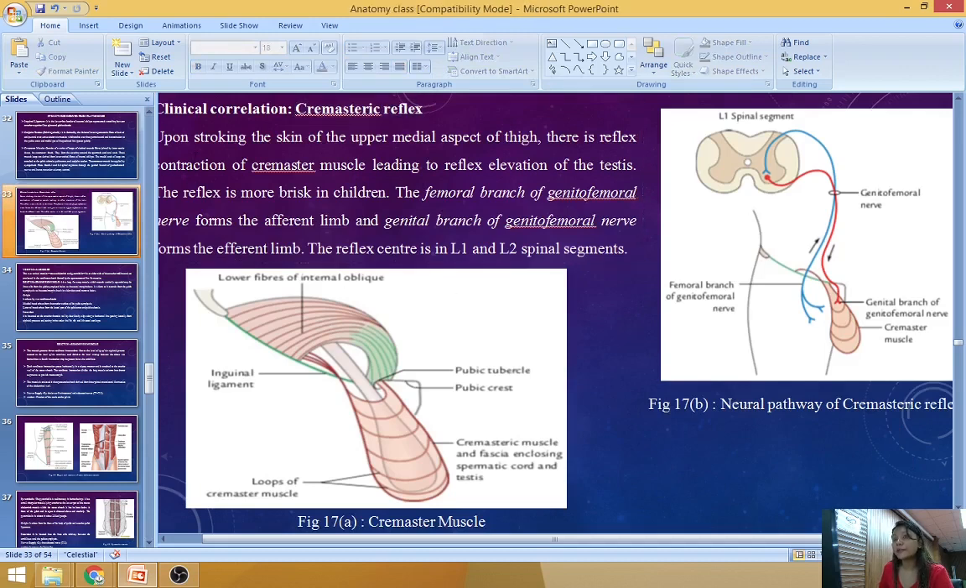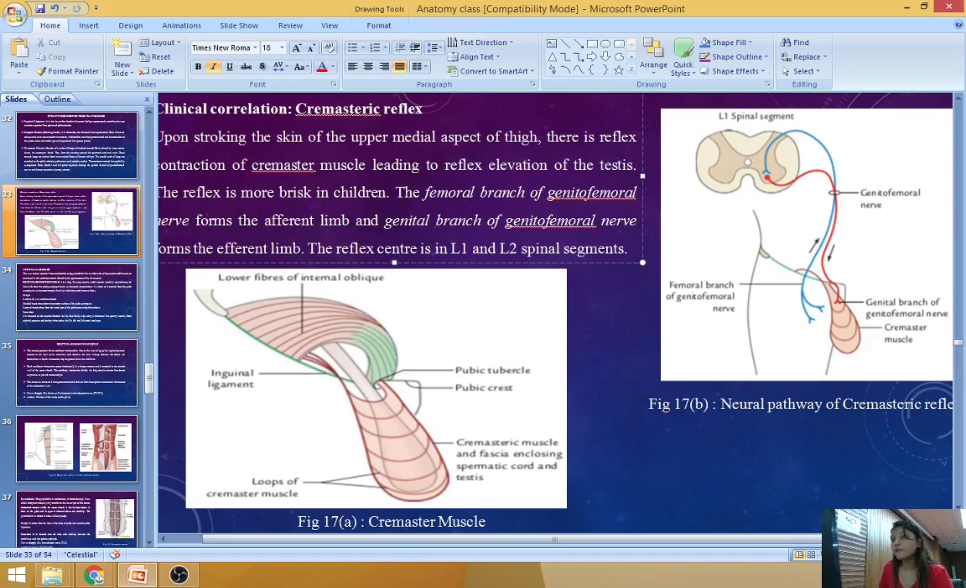So what happens if you stroke the skin of the upper medial aspect of the thigh? Okay, with a pen or with a small feather or with a needle, if you stroke the skin of the upper medial aspect of the thigh, there is a reflex contraction of the cremasteric muscle leading to the elevation of the testis. So the testis will be elevated. This reflex is more brisk in children.